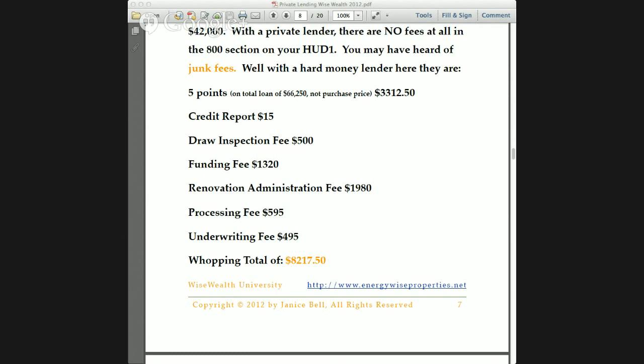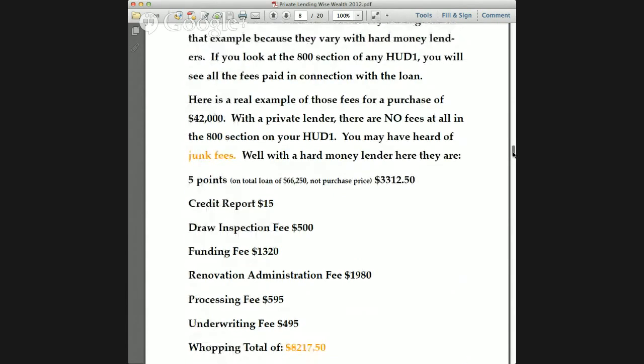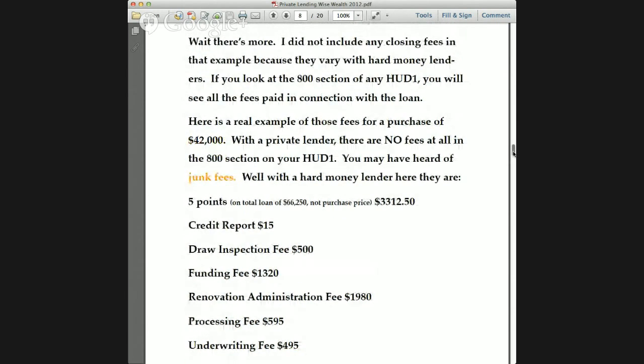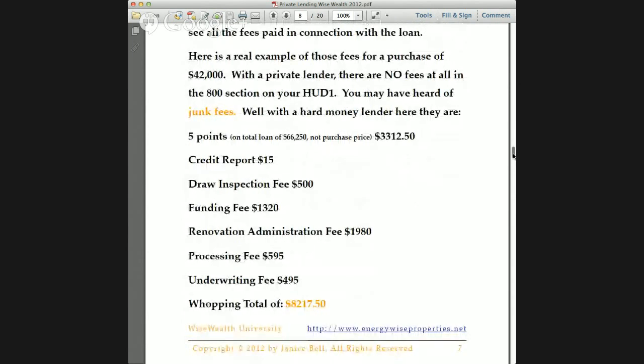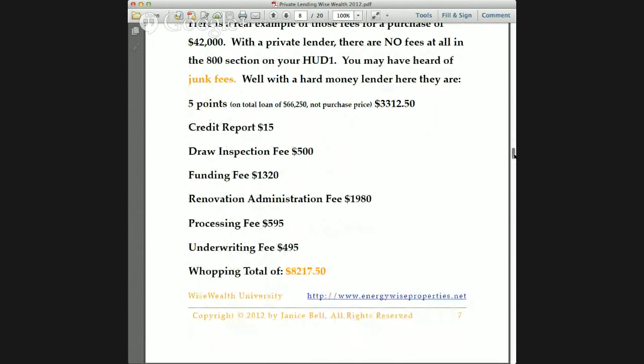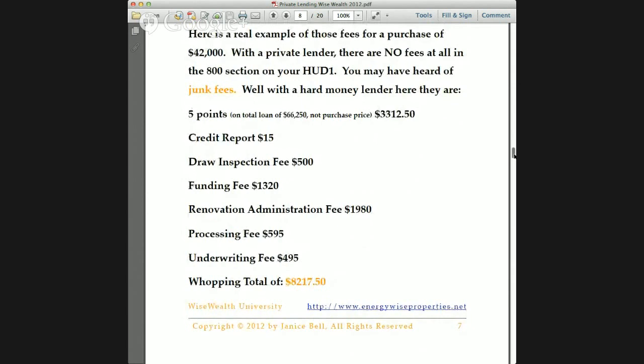And here I'm giving an example for a purchase of $42,000. And this was a deal that we did a while back, and this is really what it cost. So they do a credit report because they want to know what your credit is. They do a draw inspection fee of around $500. So whenever you draw from the rehab money, they're going to charge $500 to send someone out to look at the property to see how much you've done. Sometimes that can be 2 or 3 times during the rehab process.